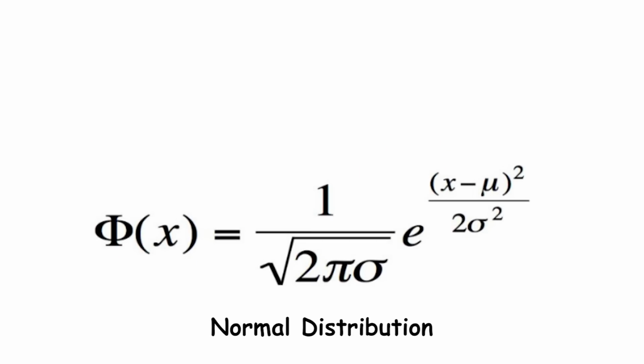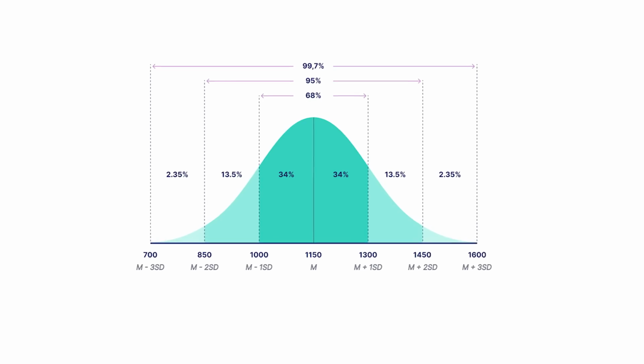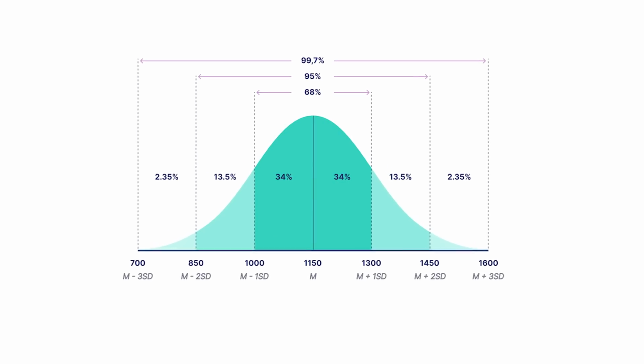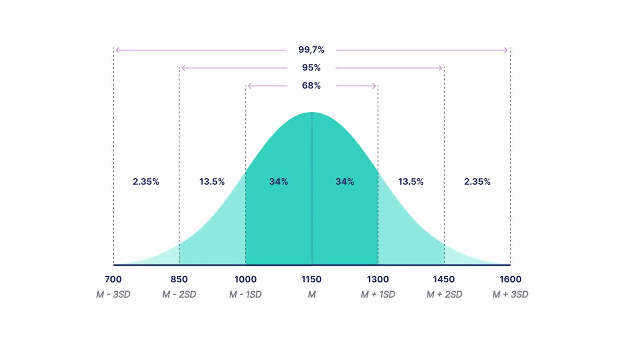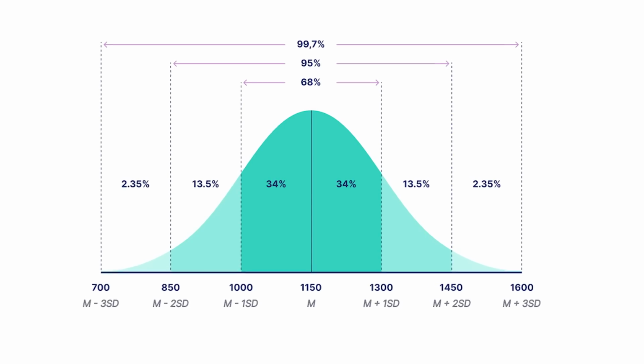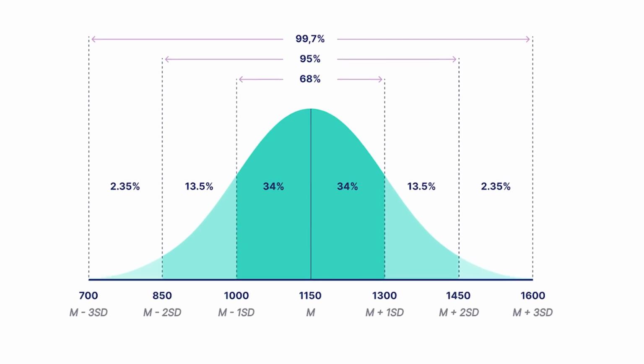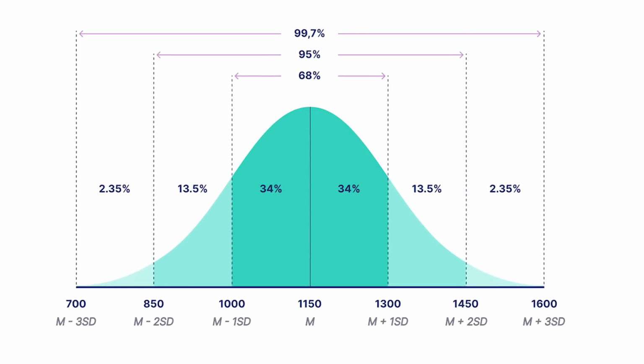Normal distribution. The normal distribution, or bell curve, is a common statistical model. It has a distinctive symmetrical bell-shaped graph. The normal distribution is defined by the mean and standard deviation, and about 68% of data falls within one standard deviation of the mean and 95% within 2.